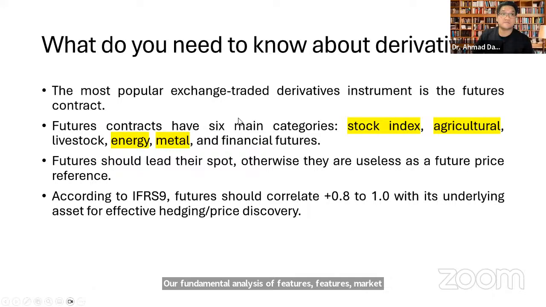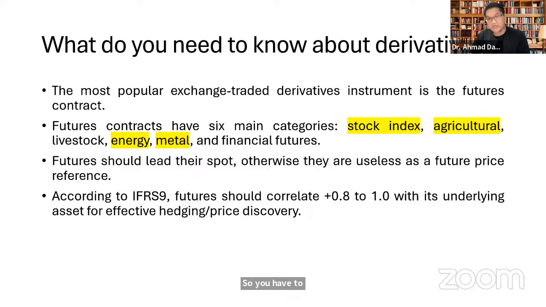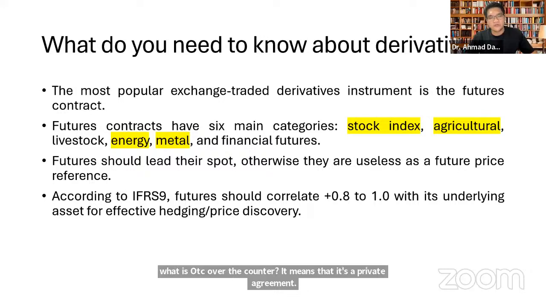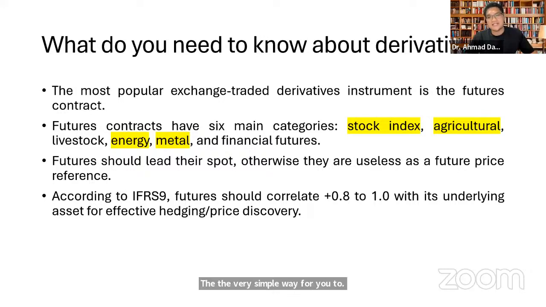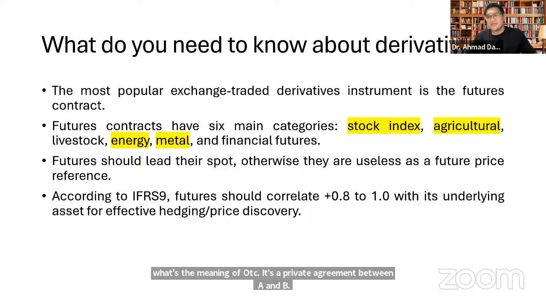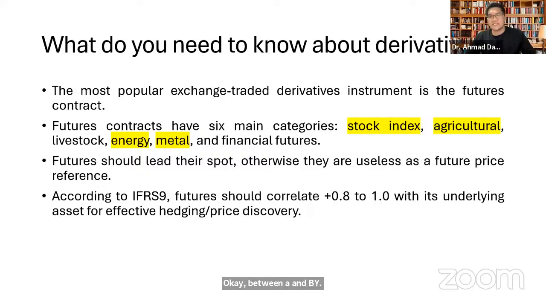Right, moving on. I believe right now you already know there are two types of derivative. One is OTC, over the counter. It means that it's a private agreement. The very simple way for you to remember, let's just say later you want to answer any financial derivative module, what's the meaning of OTC? It's a private agreement between A and B. Why? Because everything in the exchange is already standardized. You have to follow the contract spec.